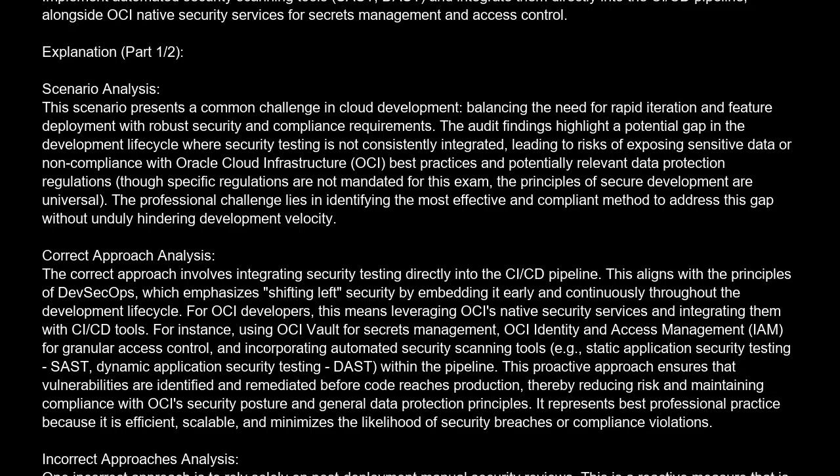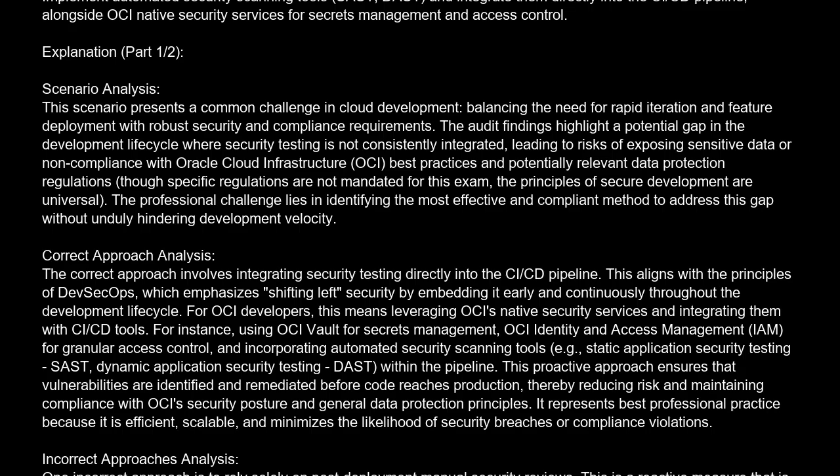Explanation. Scenario analysis. This scenario presents a common challenge in cloud development, balancing the need for rapid iteration and feature deployment with robust security and compliance requirements. The audit findings highlight a potential gap in the development lifecycle where security testing is not consistently integrated, leading to risks of exposing sensitive data or non-compliance with Oracle Cloud Infrastructure, OCI best practices, and potentially relevant data protection regulations. Though specific regulations are not mandated for this exam, the principles of secure development are universal. The professional challenge lies in identifying the most effective and compliant method to address this gap without unduly hindering development velocity.